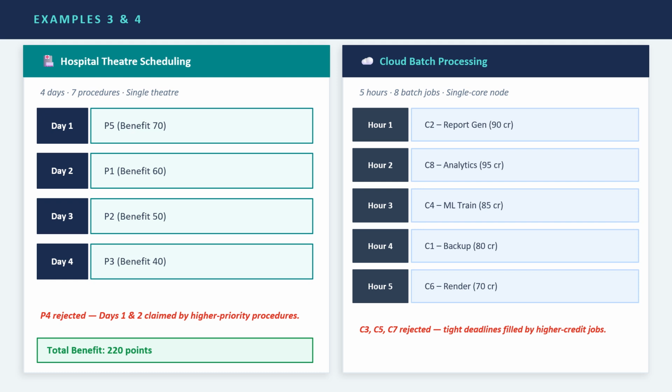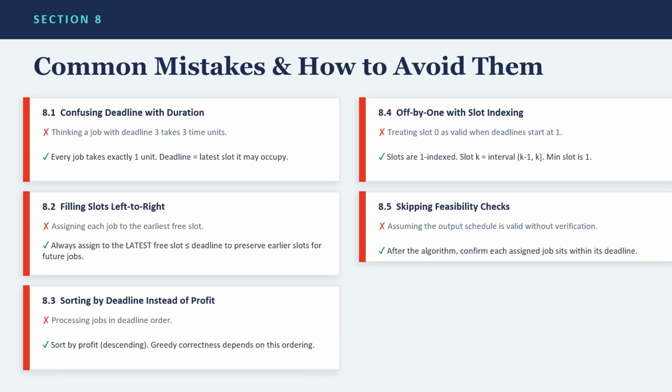3 jobs are rejected, C3, C5, and C7, all with tight deadlines that were filled by more lucrative work. Both examples illustrate the same underlying truth. The greedy algorithm resolves conflicts fairly and optimally, not by favoring urgency or flexibility, but by maximizing total value. Let's talk about the 5 most common mistakes and exactly how to avoid them.